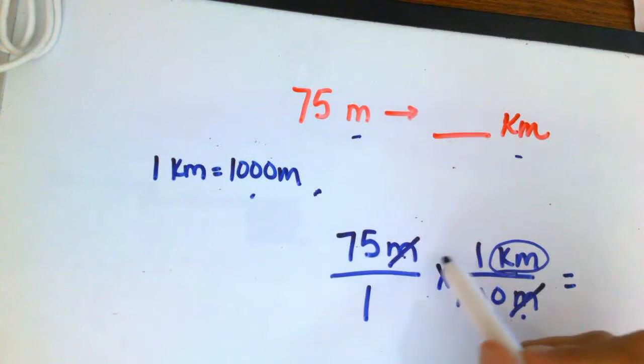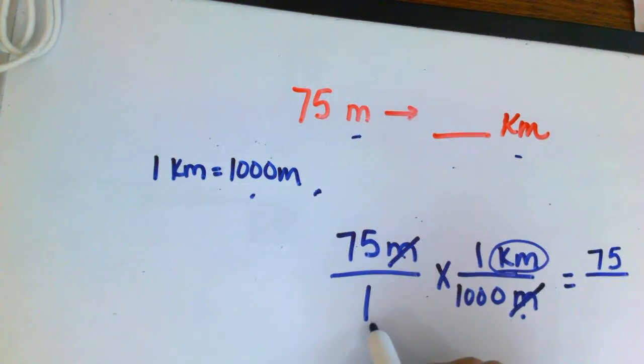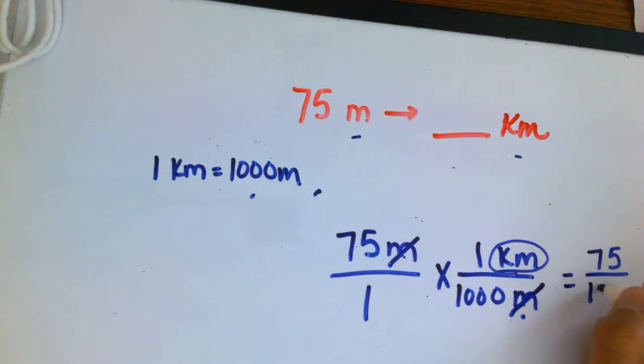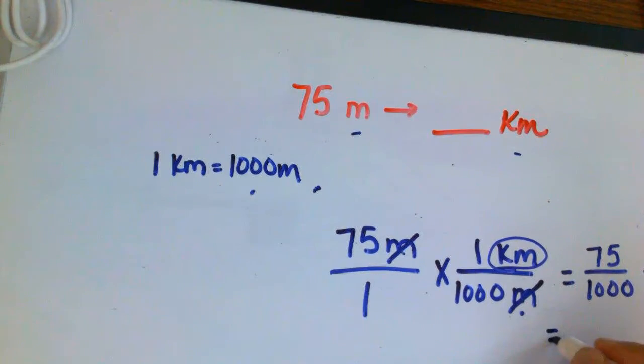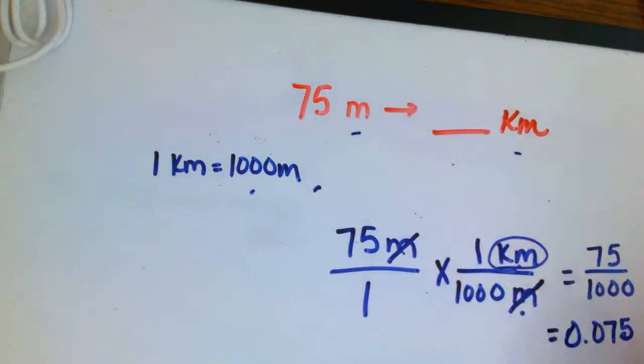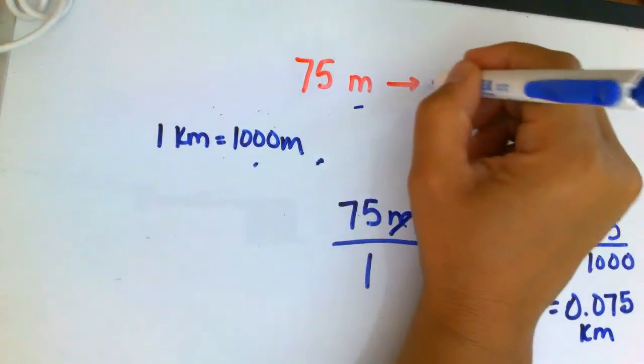So then you would just multiply across. 75 times 1 is 75. 1 times 1,000 is 1,000. And then use your calculator to take 75 divided by 1,000, and you're going to end up with 0.075 kilometers. Okay, and that's what your answer is.